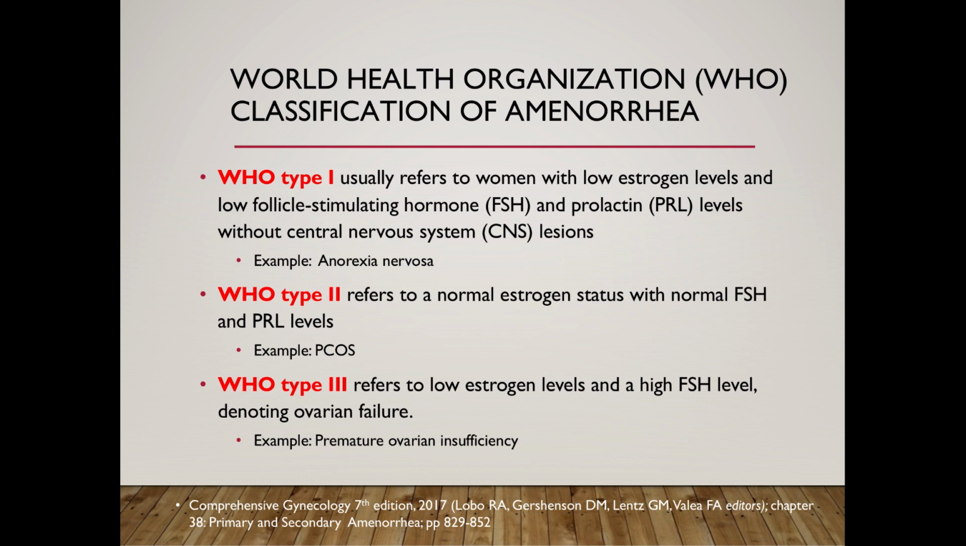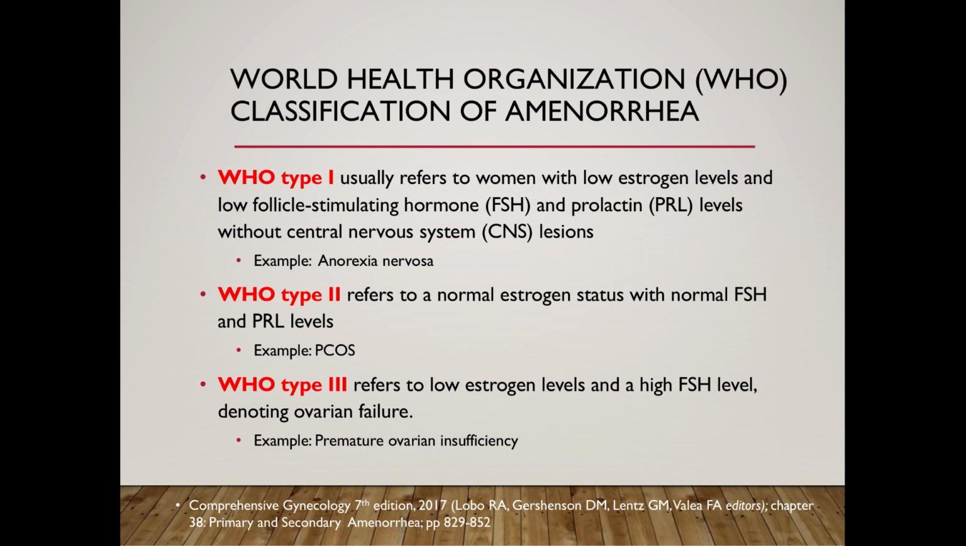And here's the WHO classification for amenorrhea. So we have WHO type 1, which refers to women with low estrogen levels and low FSH and prolactin levels without central nervous system lesions. An example of this would be patients with anorexia nervosa.